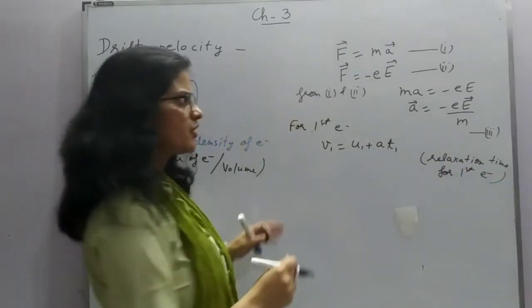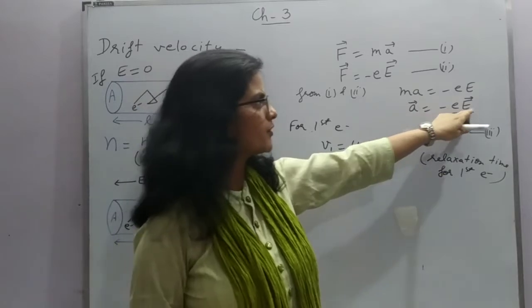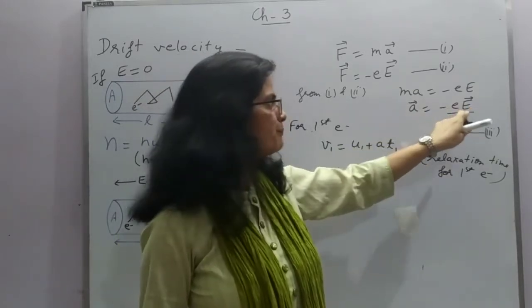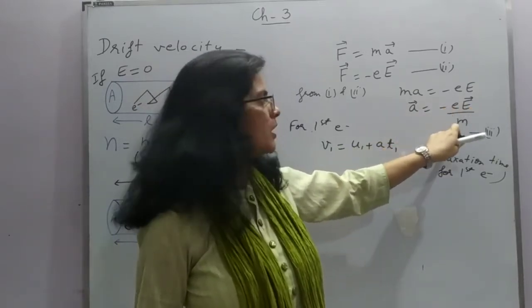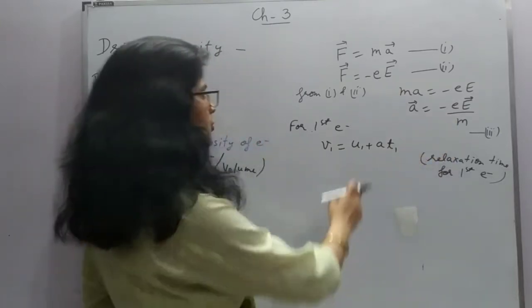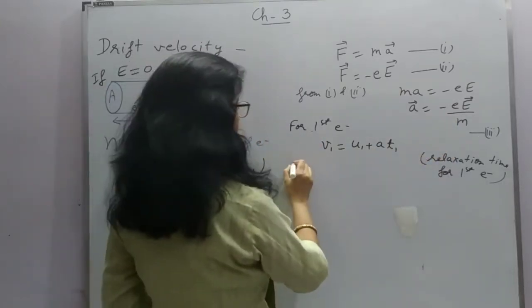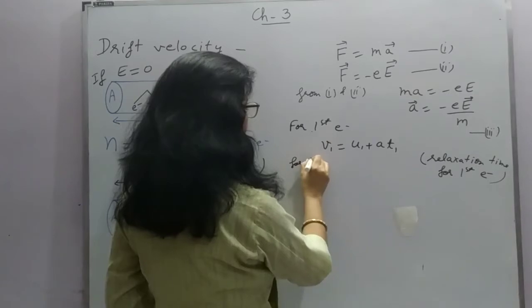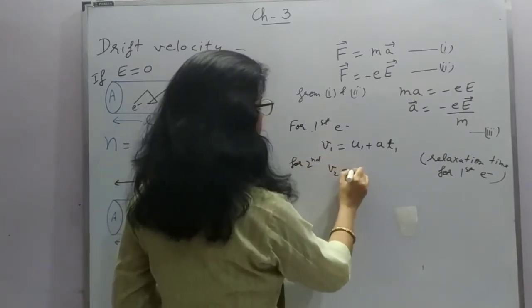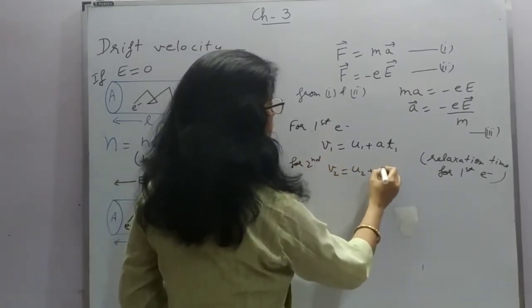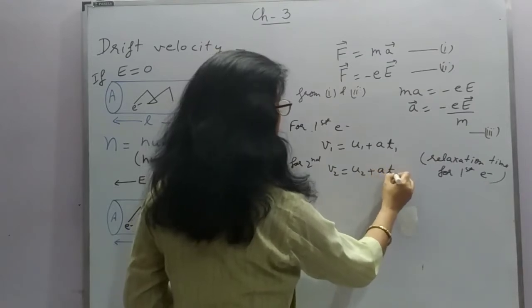Acceleration will be the same for all the electrons because the electric field applied is the same, the charge on the electron is the same, and the mass of the electron is the same. So A will be the same for all the electrons. Now I can write for the second: V2 is equal to U2 plus A T2.